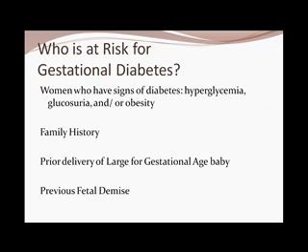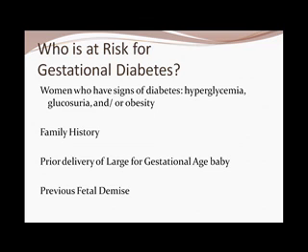Which patients are at risk for gestational diabetes? We will screen them all, but certainly we want to be cognizant of a few things as we're looking over a patient's health history and assessment. Women who have signs of diabetes. What would these be? Certainly hyperglycemia is one of them. Also, glucosuria, so if they are spilling glucose in their urine, and or obesity.